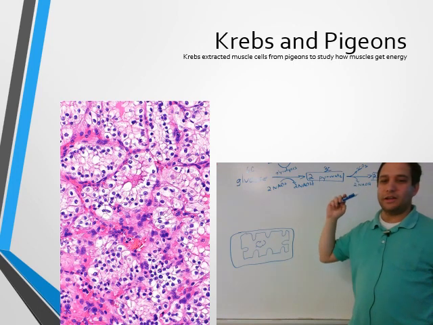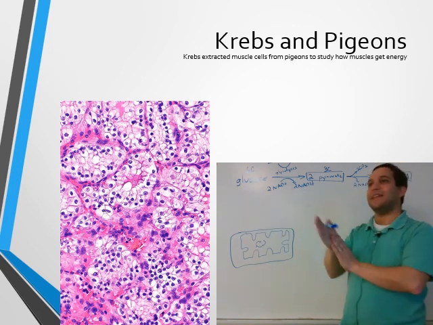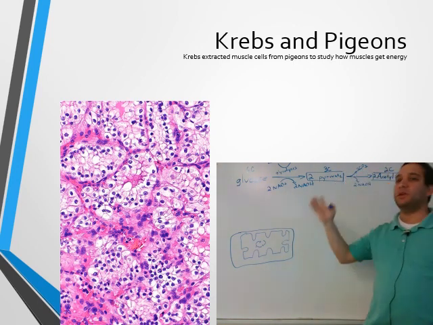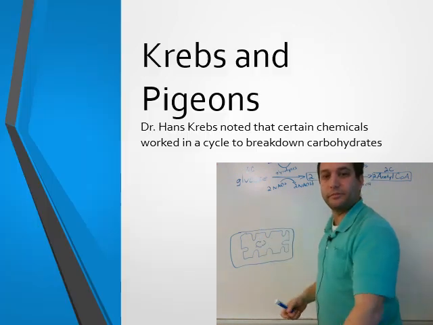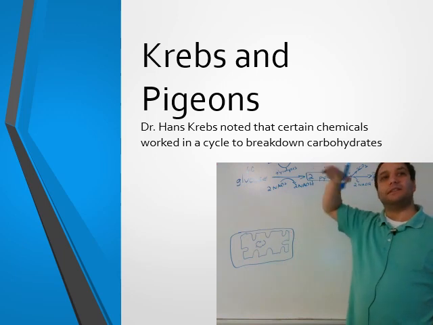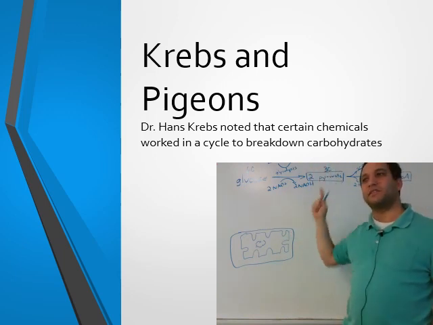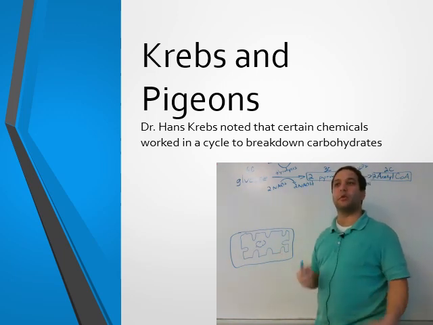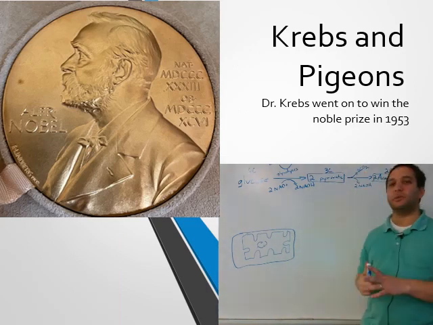So what Krebs did was he specifically blocked the enzymes in the Krebs cycle to see where you have a buildup of molecules, of chemicals. So he saw that certain chemicals worked in the cycle. You went from one to the next, to the next, to the next, and around and around and around. Each of those enzymes had to work, or else the cycle would fail. So he went on to win the Nobel Prize.